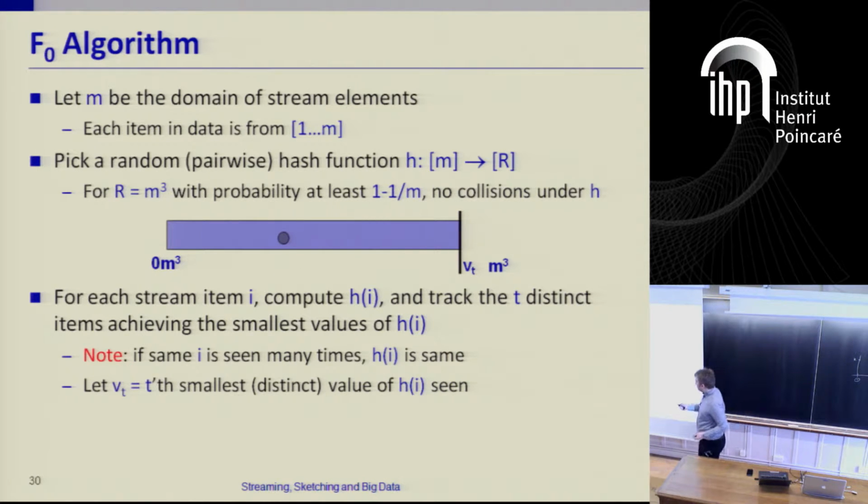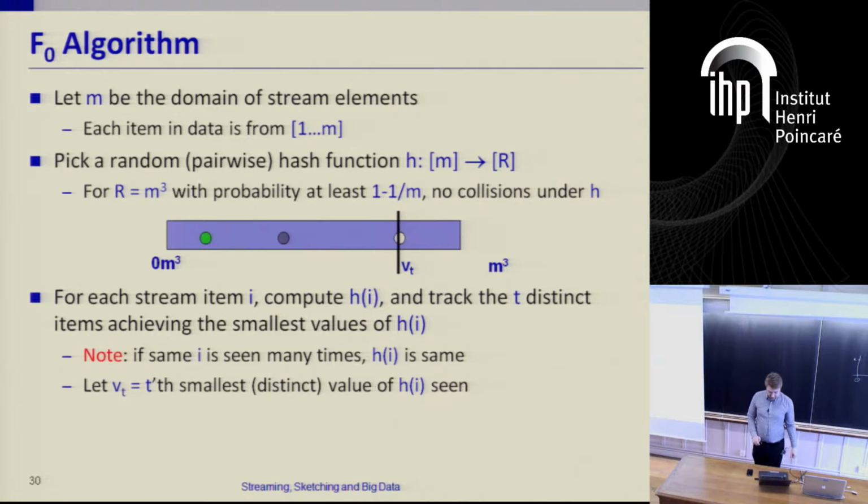So some element comes along, and I immediately map it into this space, 0 up to r. Another element comes along. I'm going to track the simple case, t equals 2. So I'm tracking the two elements with the smallest hash values. In this range, I'm keeping information. Up here, I'm ignoring what's happening.